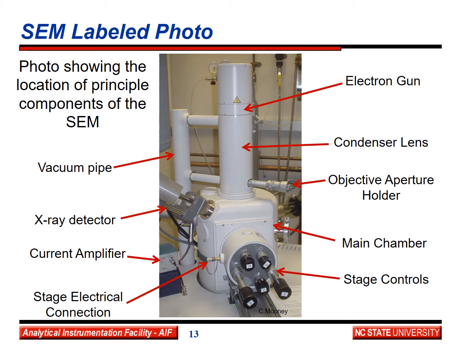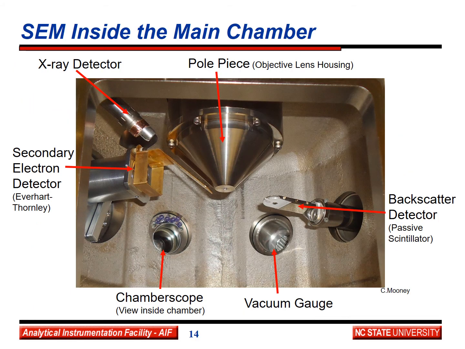Below the electron gun is the condenser lens area. We can see the controls for the objective aperture. Here are the controls for the 5-axis stage, which are mounted on a door which closes up the vacuum chamber. If we look at the back, we can see this little sliver back here is the backscatter detector. There is an X-ray detector. This little silver tube that's not labeled is the secondary electron detector, and we also have a current amplifier if we want to collect current images.